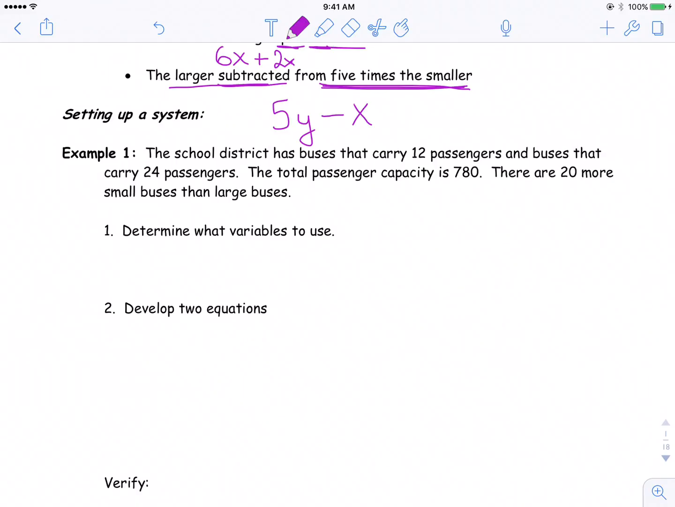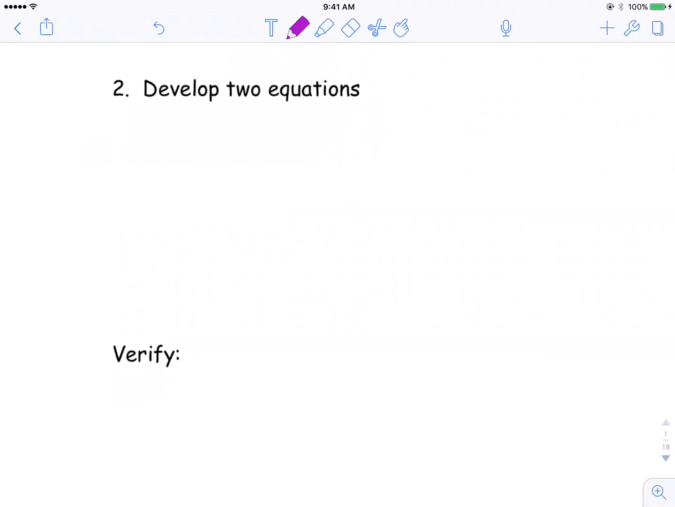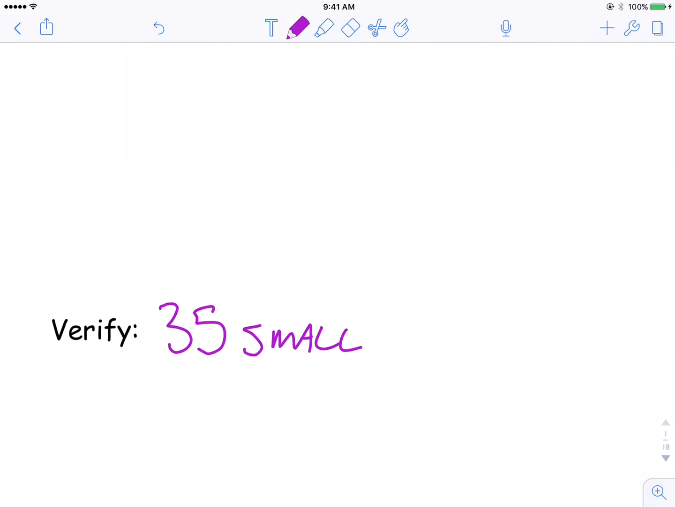So here we are back again looking at example 1. It says the school district has buses that carry 12 passengers and buses that carry 24 passengers. The total passenger capacity is 780. There are 20 more small buses than large buses. 1. Determine the variables that you use. 2. Develop 2 equations. And 3 down here says verify that there are 35 of the smaller buses and 15 of the larger buses.